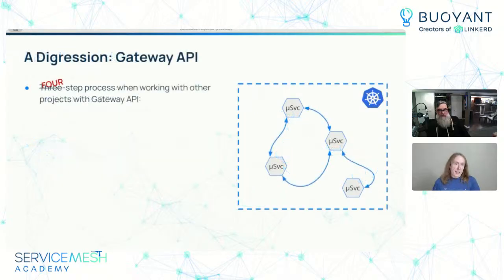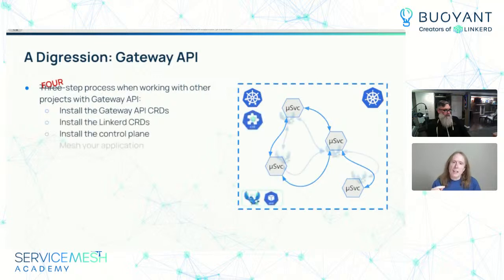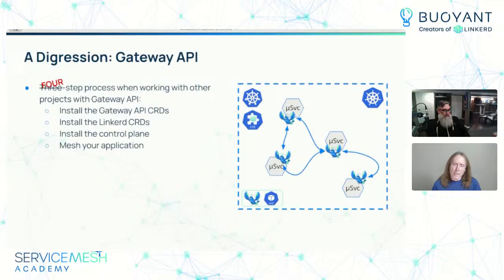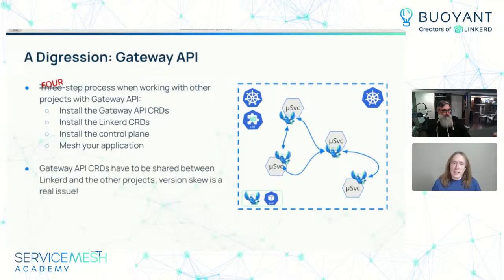Brief digression. If you are using Linkerd and you are also using some other project with Gateway API, this becomes a 4-step process. You will want to install the Gateway API CRDs first, and then the Linkerd CRDs, and then the control plane, and then mesh your application. The reason for this is that the Gateway API CRDs have to be shared between Linkerd and whatever other Gateway API consumers you're using in your same cluster. And version skew is a real problem.